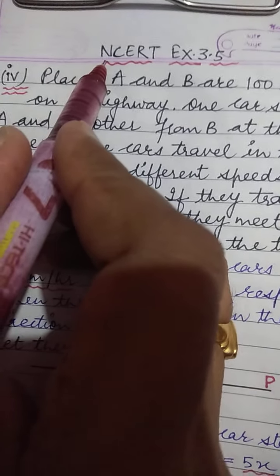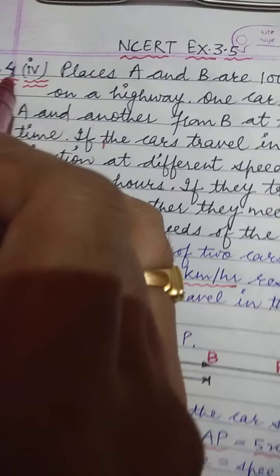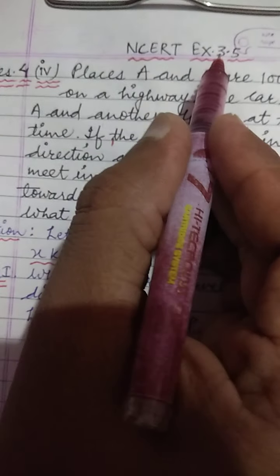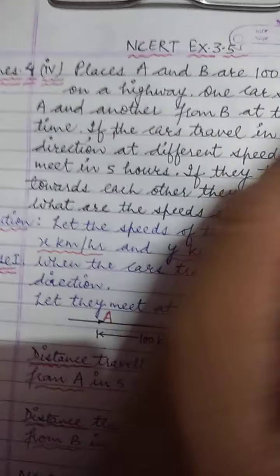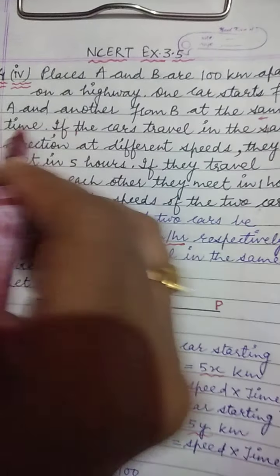Students, we will solve question number 4, fourth part of exercise NCERT 3.5. In this, the question says two places A and B are 100 km apart on a highway. One car starts from point A and another from point B at the same time.